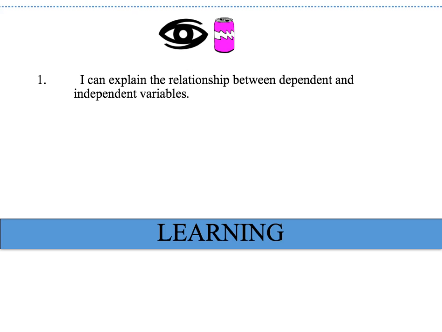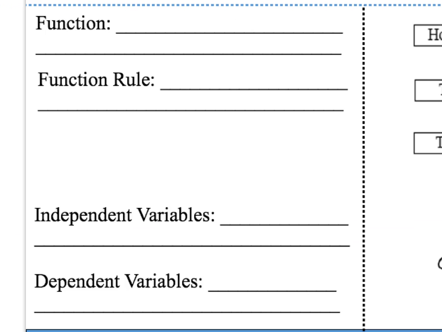The learning objective for this lesson says I can explain the relationship between dependent and independent variables. The first vocabulary word we're going to talk about is called function. And a function is a relation that assigns one output value to one input value. And we will further discuss what an output and an input value means.